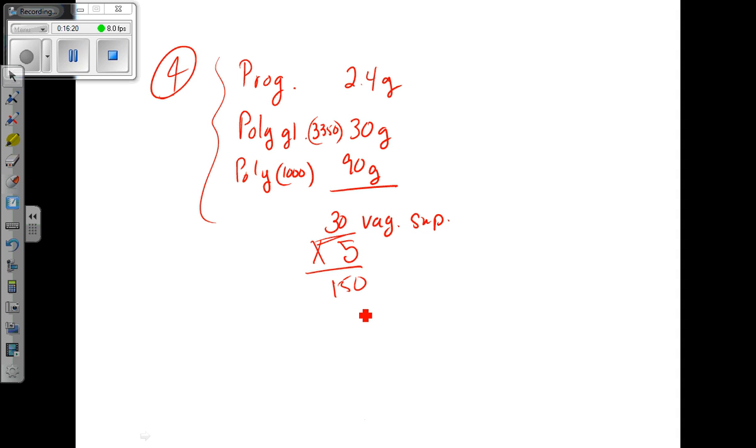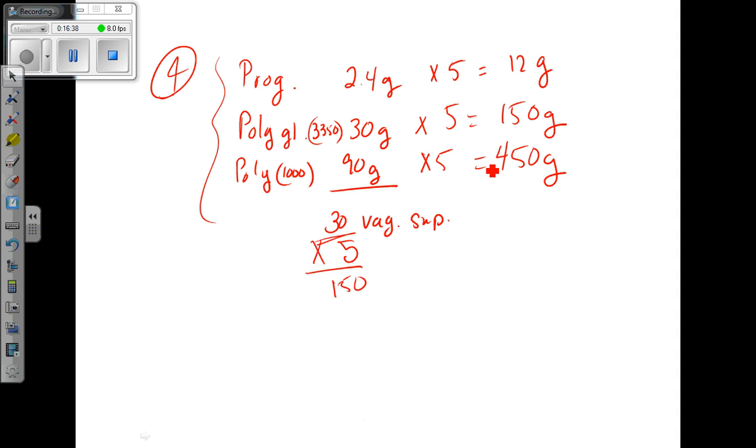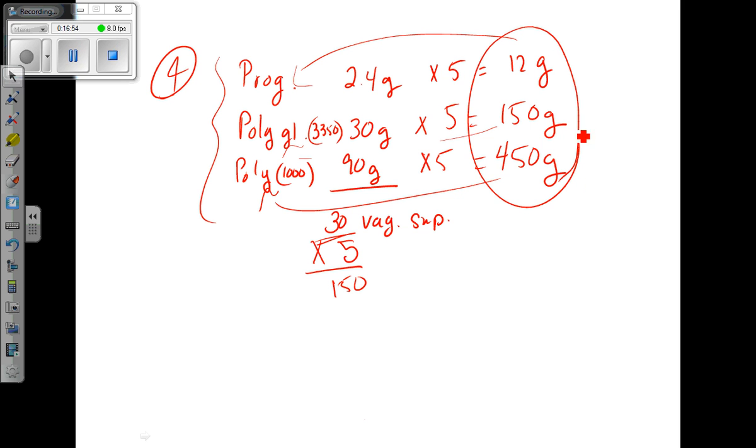So 2.4 times 5 would equal 12 grams. 30 times 5 would be 150 grams. And 90 times 5 would be 450 grams. So you need 450 grams of the polyethylene glycol 1000, 150 grams of the polyethylene glycol 3350, and you'll need 12 grams of your progesterone. That's how much you need of each one to make 150 suppositories.